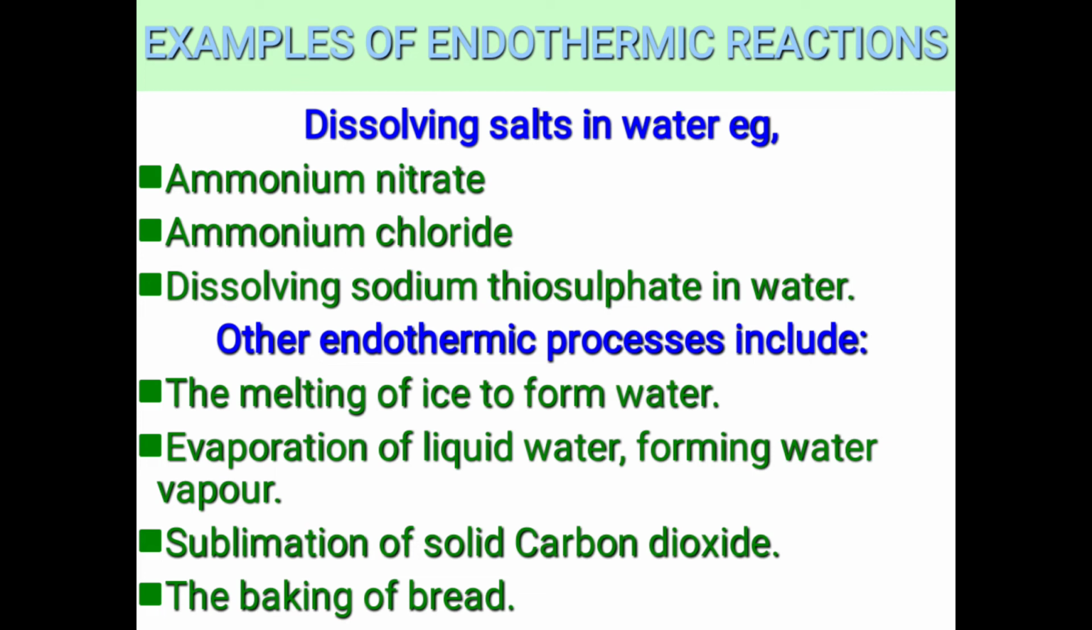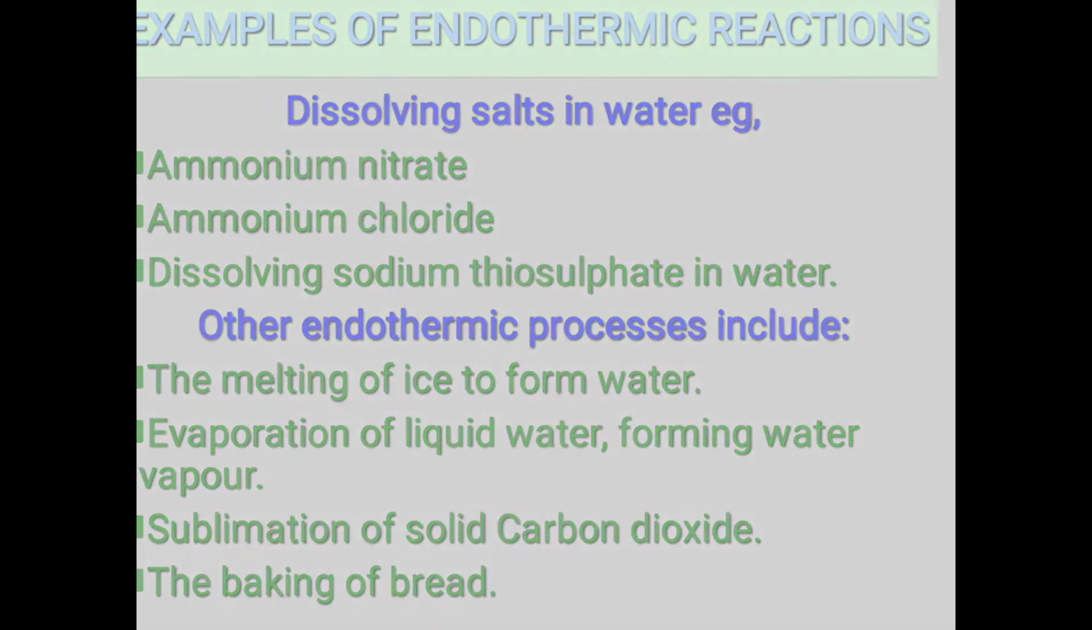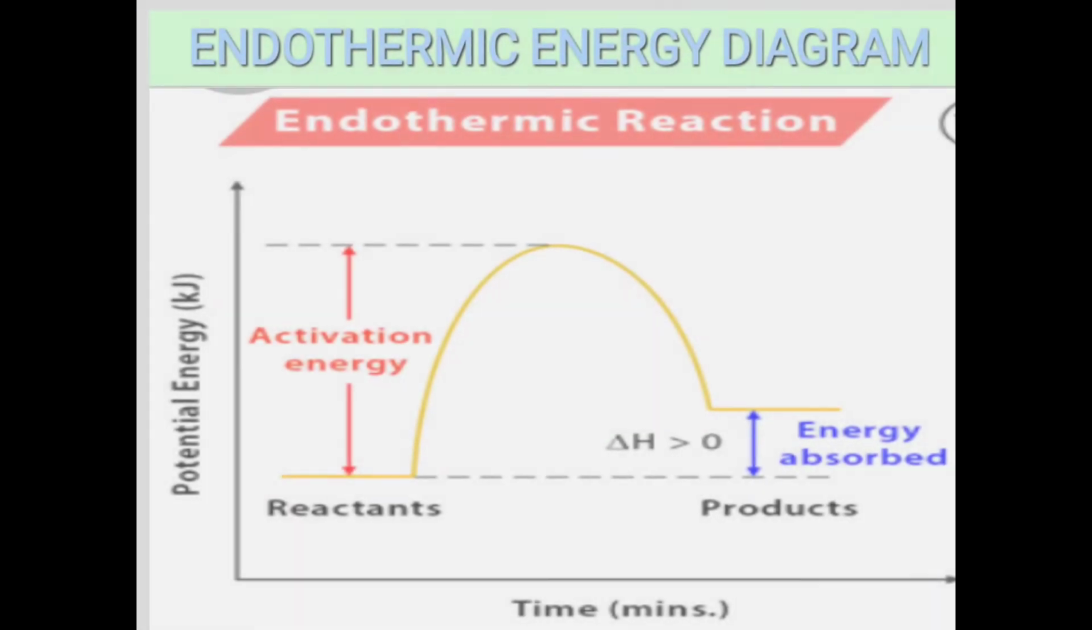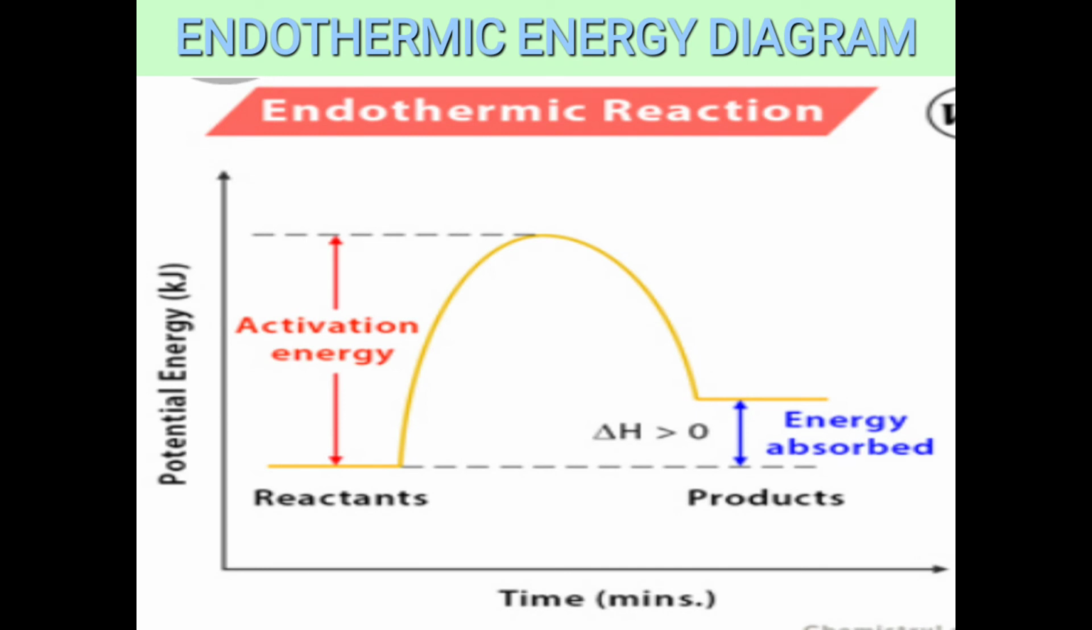The same way when carbon dioxide is subliming. So sublimation of solid carbon dioxide is also an endothermic process. And lastly, baking of bread is also an endothermic process. All those processes take place by absorbing heat energy from the surrounding. Let us look at endothermic energy diagrams. Let us start with the endothermic reaction.